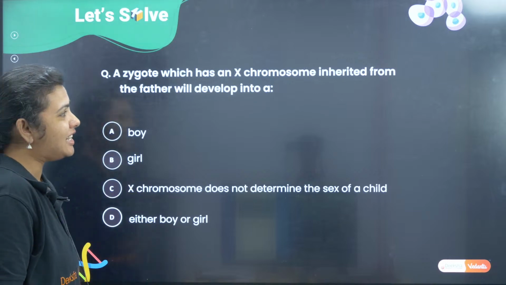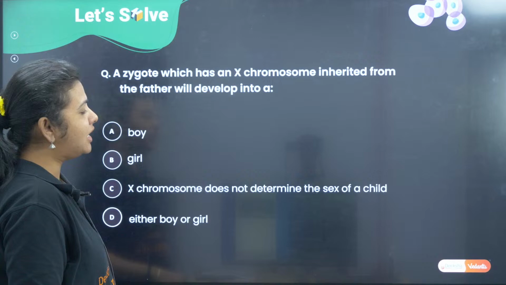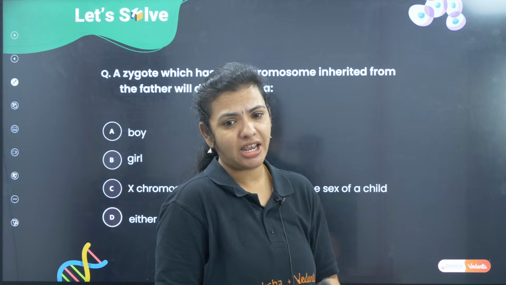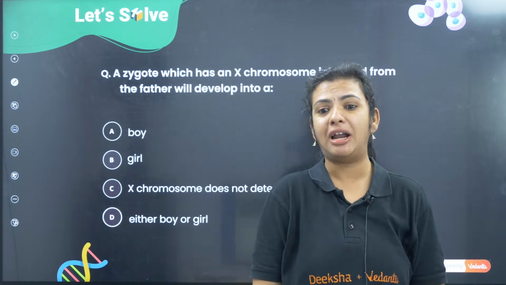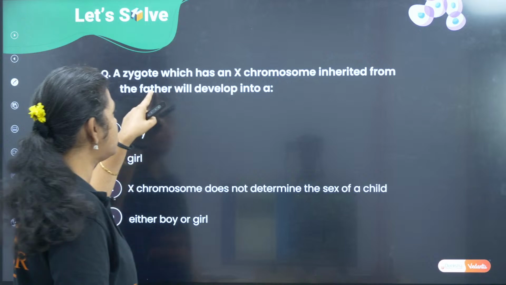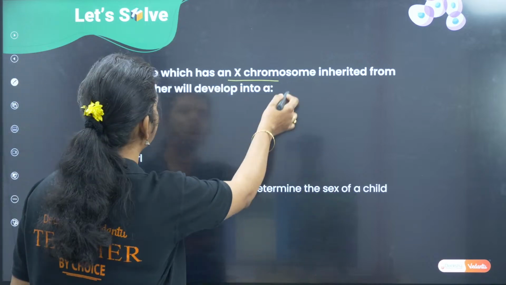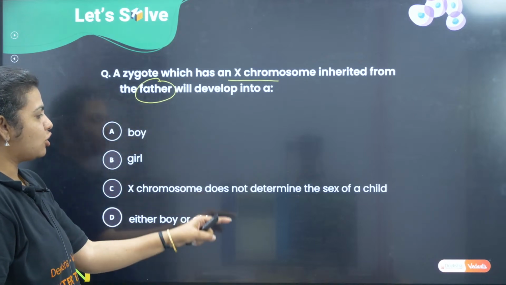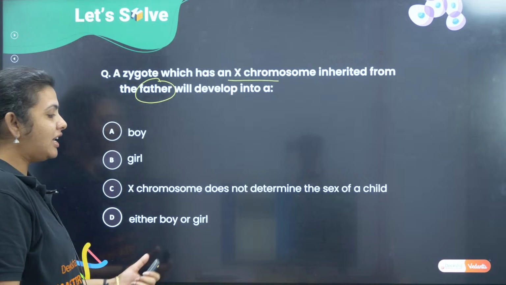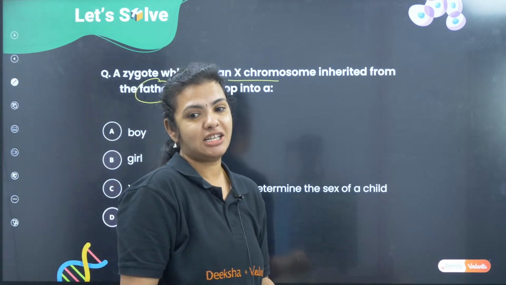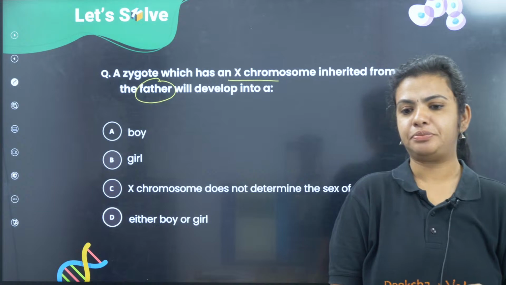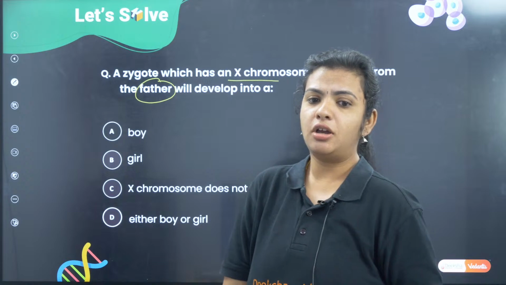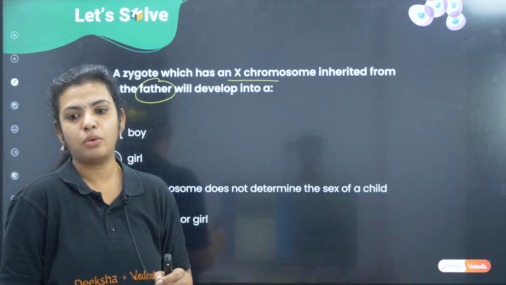A zygote which has an X chromosome inherited from the father will develop into. Very simple question, like I told you, sex determination answer is the same, the question being asked in multiple manners. So this is one question where you see a zygote which has an X chromosome that has come from the father will develop into a boy or a girl. What is the answer? Come on, start typing. Very simple. What do you think the X chromosome will give rise to?